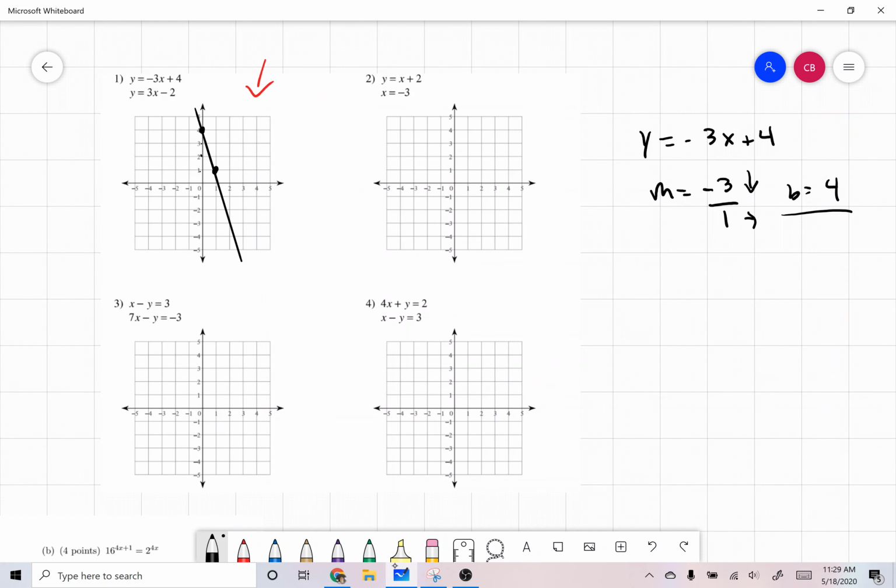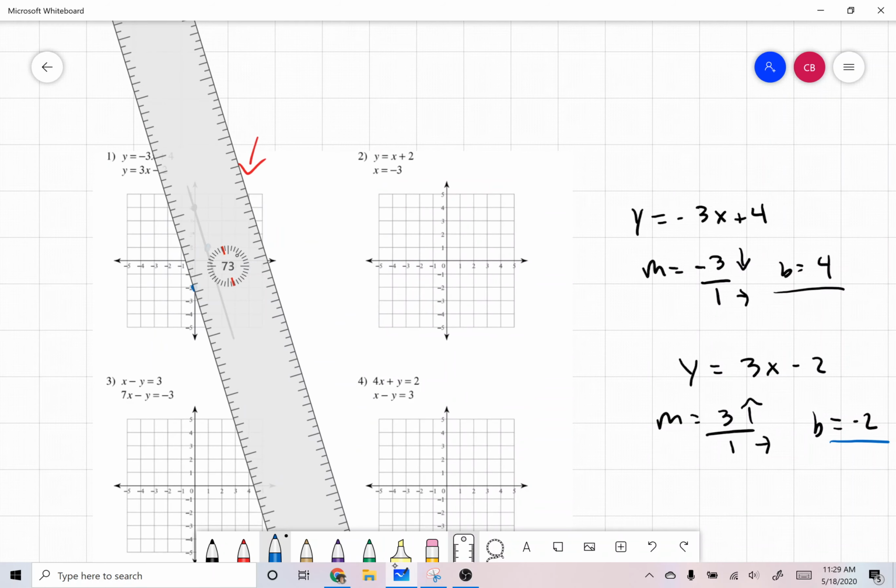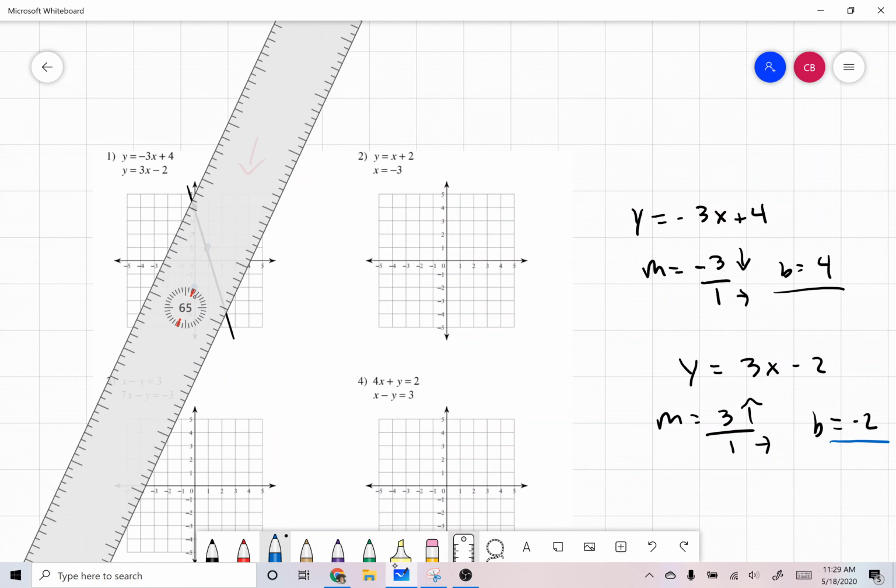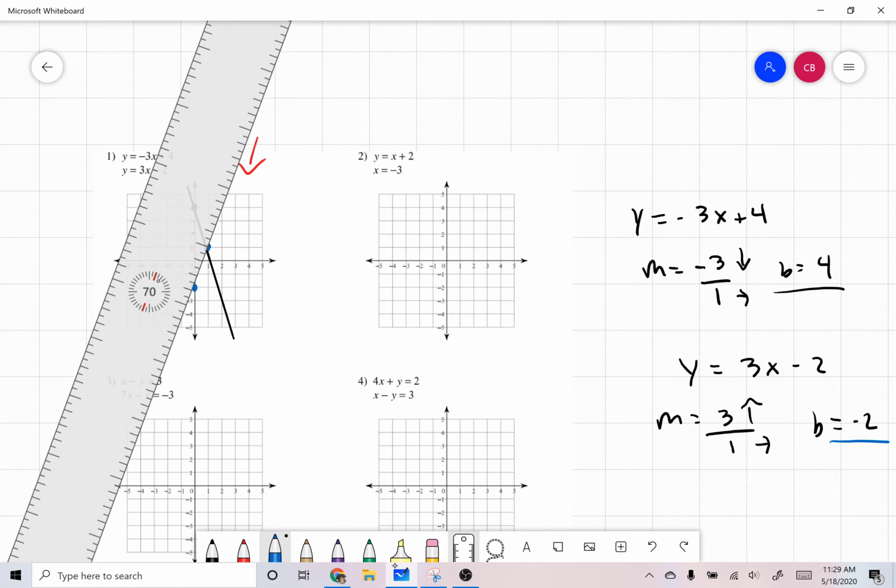Okay, then for the next one, we have y is equal to 3x minus 2. So here m is positive 3 over 1, so this is positive, so it's up, right one, and b is negative 2. So our y-intercept here, I'm going to do this one in blue, is negative 2, so we go to negative 2 and put our dot. Then we go up 3, 1, 2, 3 over 1, and we have a point there, and we can clearly see where these intersect, which won't always be the case, but in this case it is.